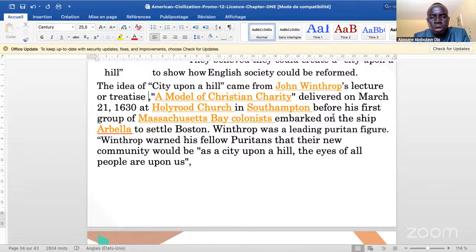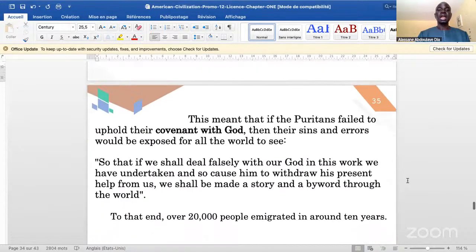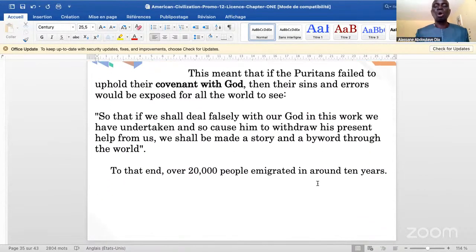It's like what you say in Wolof, ñëpp ñu ngi teg seen bët ci ñun. All the eyes of people are upon us. It's just like the Wolof expression, ñëpp ñu ngi ñuy xool. So this meant that if the Puritans failed to uphold their covenant with God, what does it mean? This means if the Puritans failed their contract with God, then their sins and errors would be exposed for all the world to see. It's just like it was a contract.